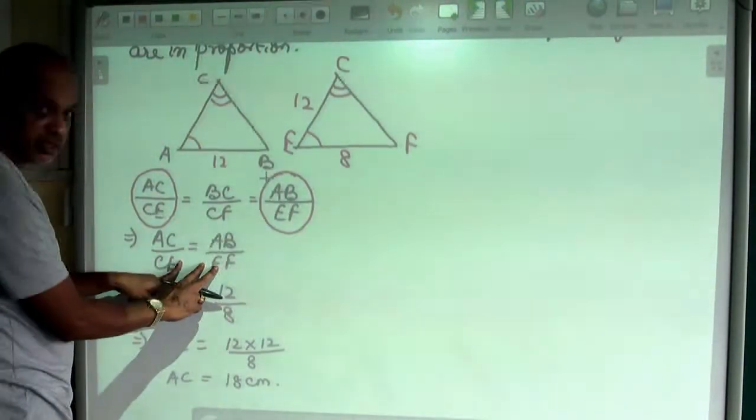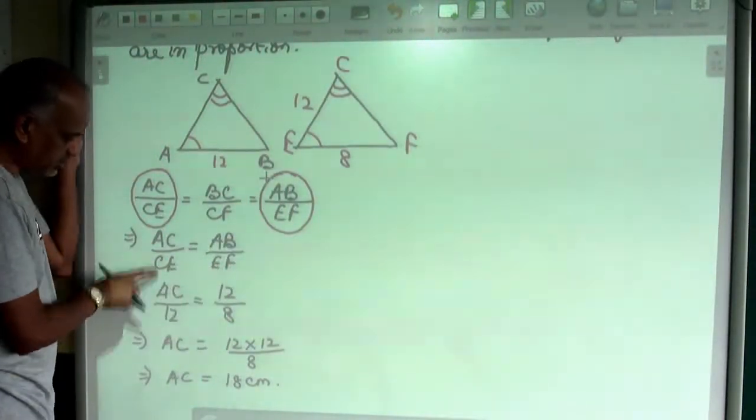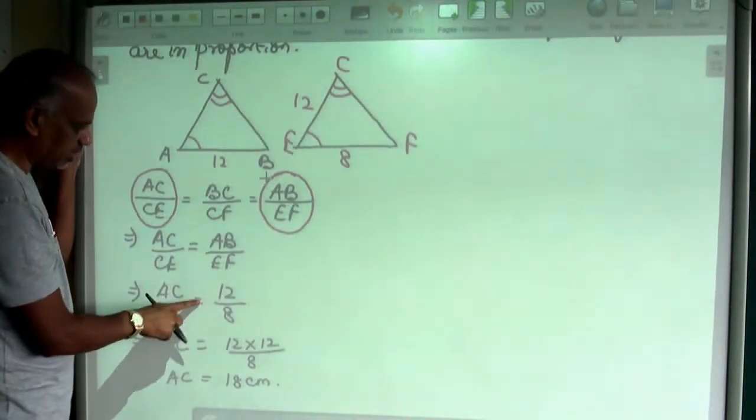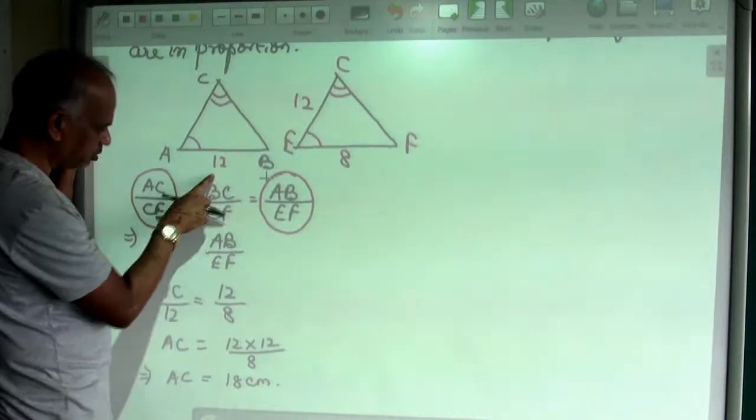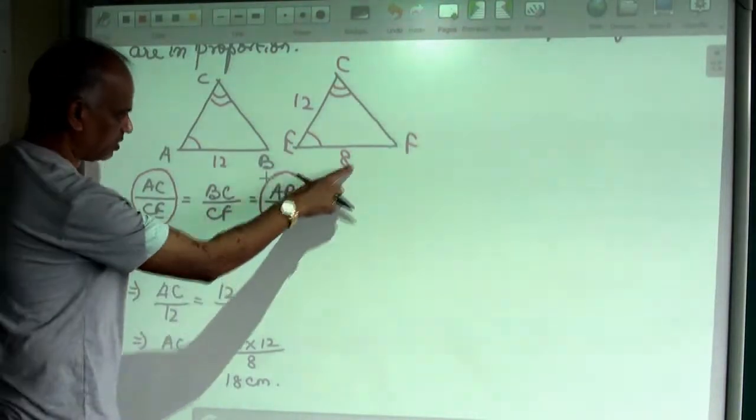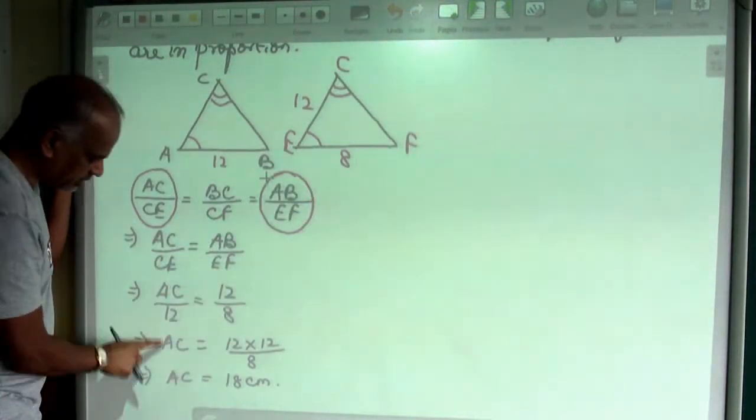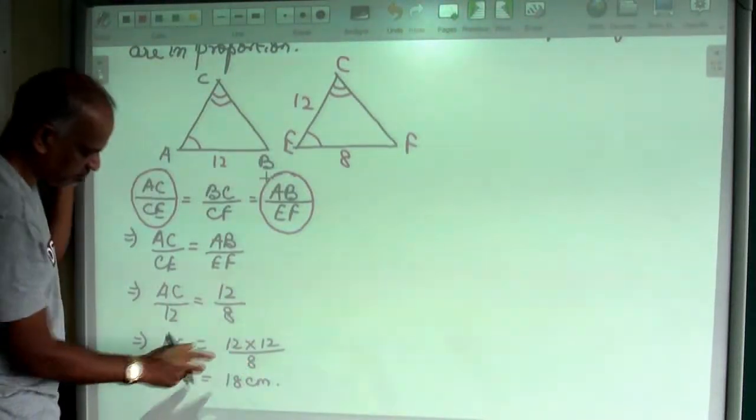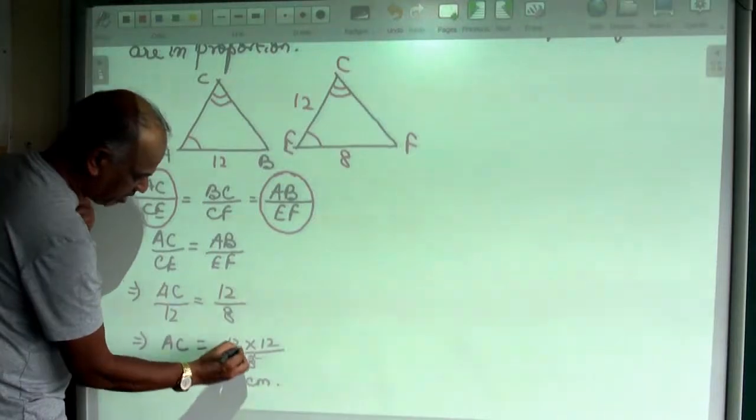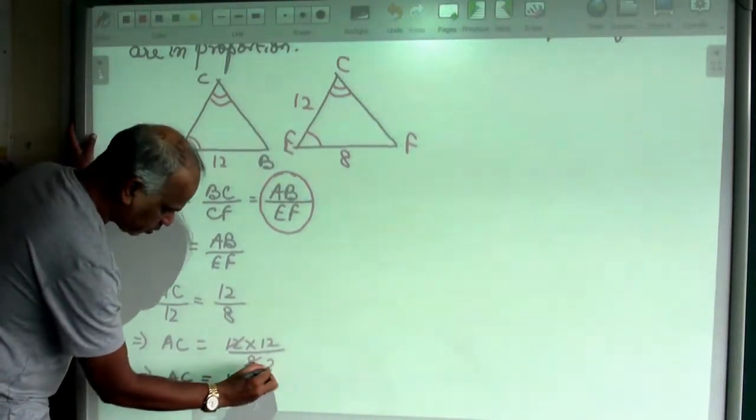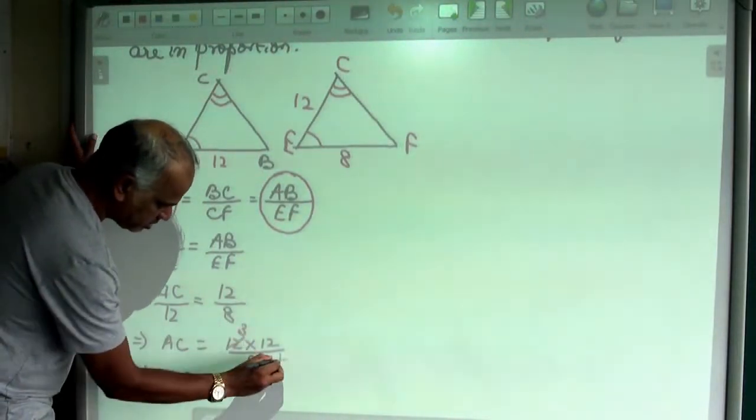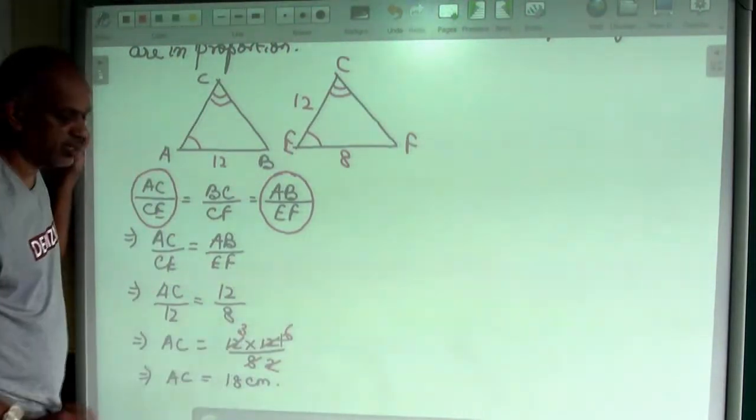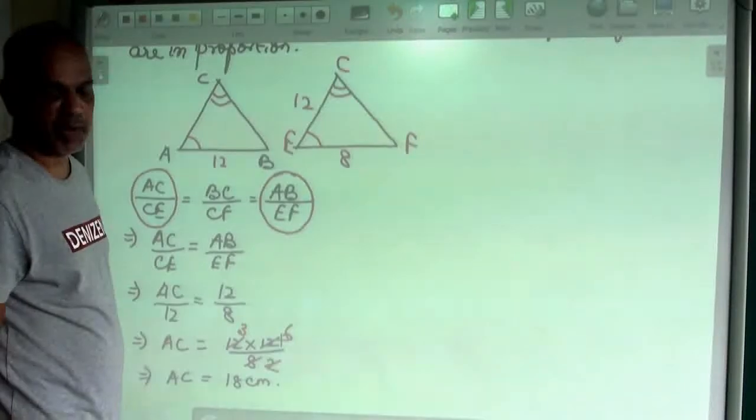These two ratios are written here. AC is what we are going to find. AC by CE, CE is 12, is equal to AB, which is also 12, by EF, which is 8. So AC is equal to 12 into 12 divided by 8. Simplify this. Both these can be divided by 4, twice, thrice. This and this go 6 times, 6 into 3 is 18. 18 centimeters is the value of AC. That's the second part.